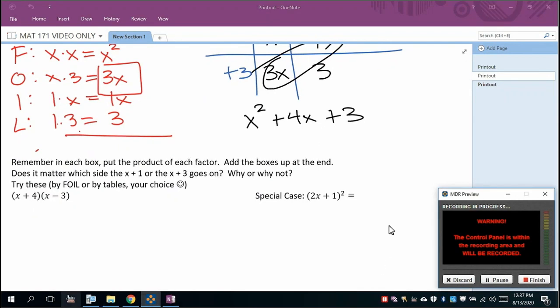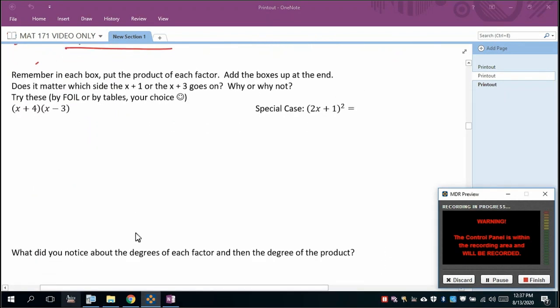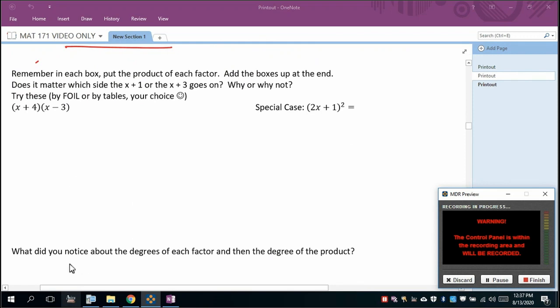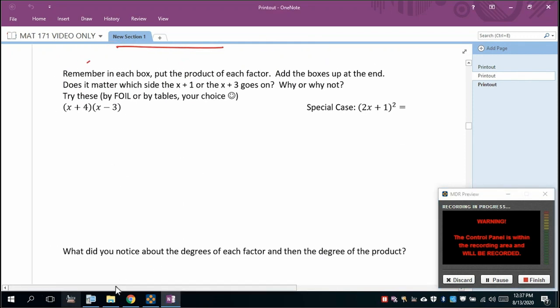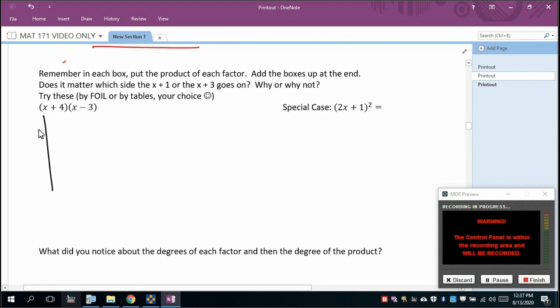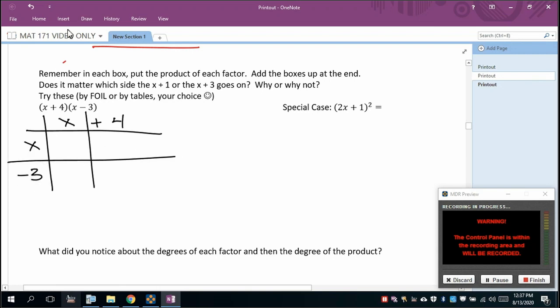Alright, so we're going to make tables here. I prefer to do tables, and it doesn't matter what goes on what side here. So for this one, I'll put x plus 4 across, and then x minus 3 right around here. So x times x is going to be x squared. You have minus 3x, you have 4x, and then negative 12. Combining all like terms gets us x squared plus 1x minus 12. Or, that 1 in front of that x is purely optional.